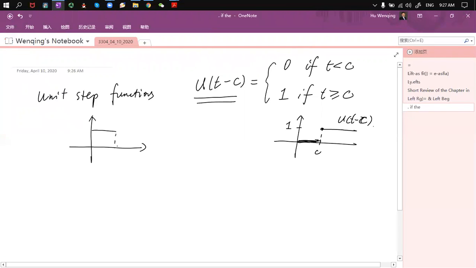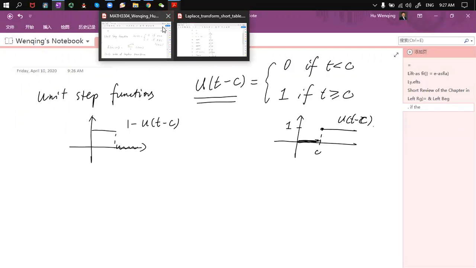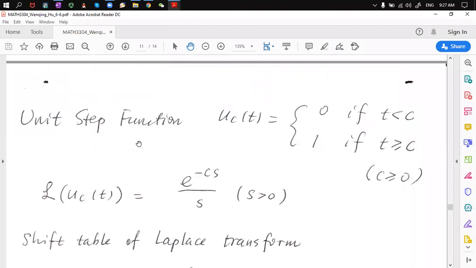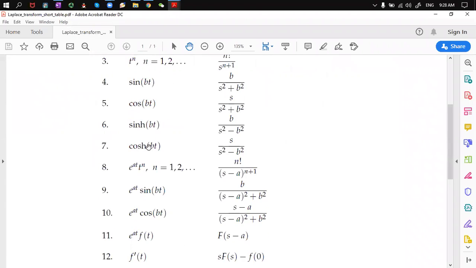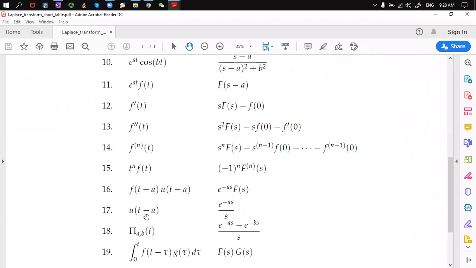So if the function just flips, then you have to consider 1 minus u(t minus c). So somehow you have to be very flexible with all these things, right? Now, an important thing is that the unit step function under the Laplace transform is going to give you e to the power minus cs divided by s, right? This is found on the table. So you can see that unit step functions are transformed to e to the power minus cs divided by s.